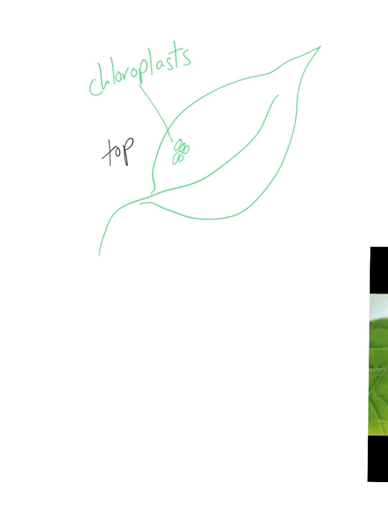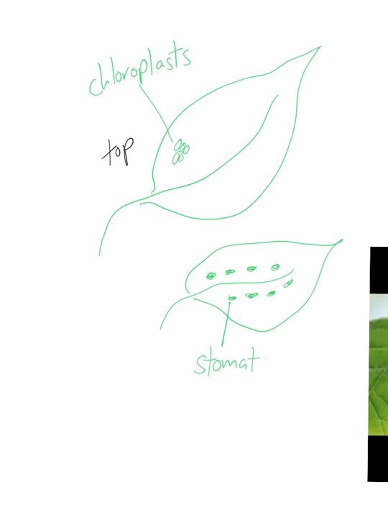The bottom of the leaf is a little bit more rough and often has these little bumps on it. And those bumps are actually called stomata. So stomata perform the function of bringing carbon dioxide into the plant. And if you look at them up close, they actually look like these little mouths.